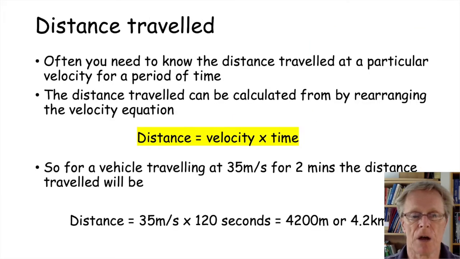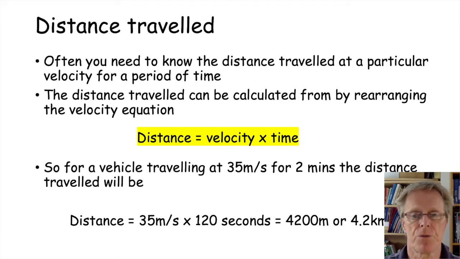And similarly, distance travelled, you can rearrange the equation very easily to work out how far you've travelled if you've been travelling at a particular velocity for a certain length of time. And an example here is having rearranged the equation, distance equals velocity times time. So for a vehicle travelling at 35 metres per second, therefore every second it travels 35 metres for 2 minutes, you can calculate the distance it will travel in 2 minutes, simply 35 metres per second for 120 seconds, the same as 2 minutes, gives you 4,200 metres or 4.2 kilometres.